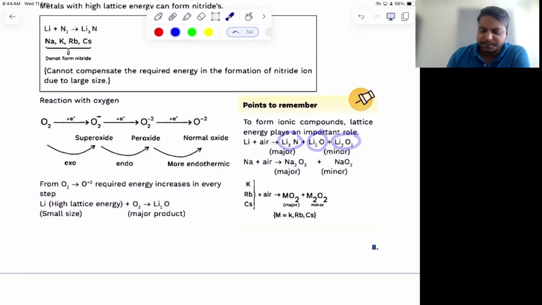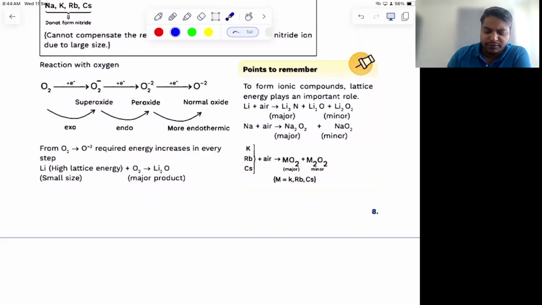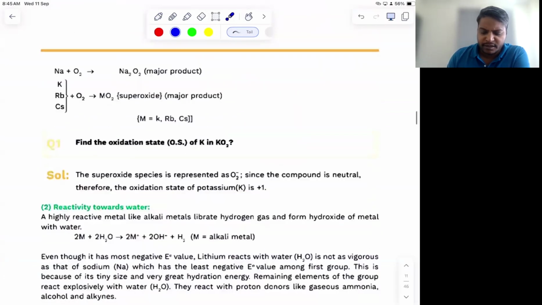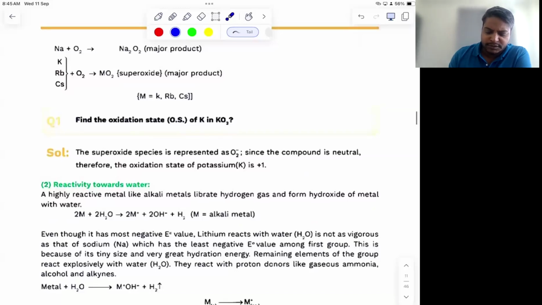Peroxide is minor. When it comes to sodium, Na2O2, the peroxide, is major, and superoxide is minor. Potassium, rubidium, cesium give superoxide as major and the rest as minor. It requires a huge amount of energy to convert superoxides to normal oxide, which these three cannot provide. So they can go maximum up to superoxide only. Clear, everybody?